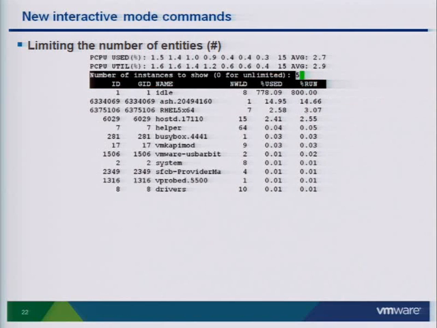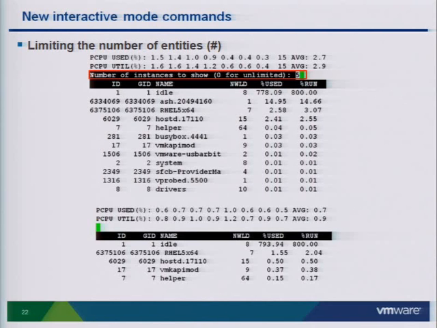What about a case where you want to look at the top 5 CPU consumers? You don't want everything else. If you're running 100 VMs, you have 100 rows. So you want only the top 5. You can press the hash key, and then enter the number of instances you want to watch. And then again, the screen gets limited to the top 5. Of course, you can sort these results in different ways. You can sort by percentage used, percentage run, percentage wait.